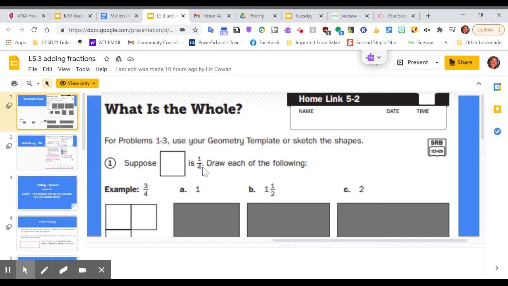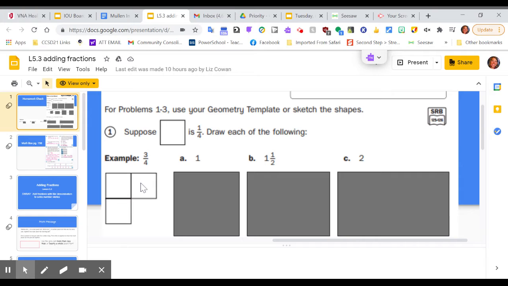If this square is 1/4, draw each of the following. When we look at our example here, I see 3 1/4, and that makes sense because the fraction is 3/4. So if I was to label each of these 1/4, 1/4, and 1/4, I know that's 1, 2, 3 out of the 4, 3/4. Okay, so let's take a look at what my whole number 1 would be.